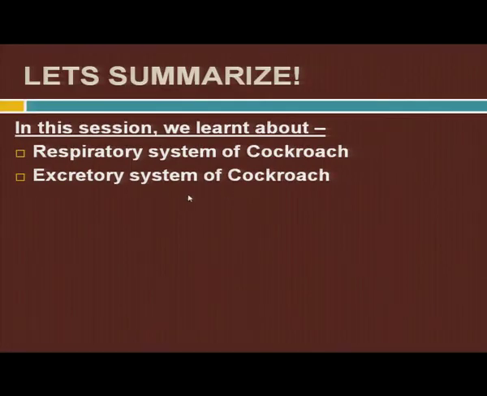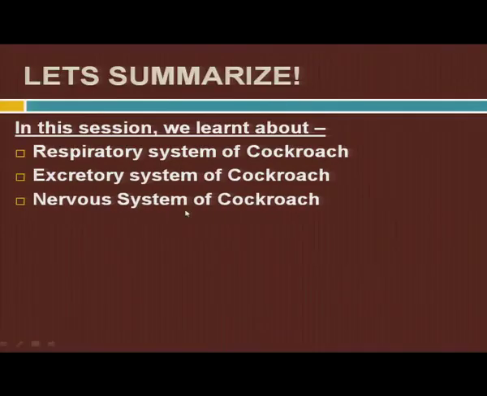Then we have learnt about the excretory system of cockroach. It is very simple, and the main organ is the Malpighian tubule, which converts the nitrogenous waste into uric acid. So, they are also known as uricotelic organisms, and then this uric acid is excreted out through the anus. We have learnt about the nervous system of cockroach. We saw that the nervous system has a sequence of segmented ganglia, and these ganglia are 2 in the thorax and 6 in the abdomen.